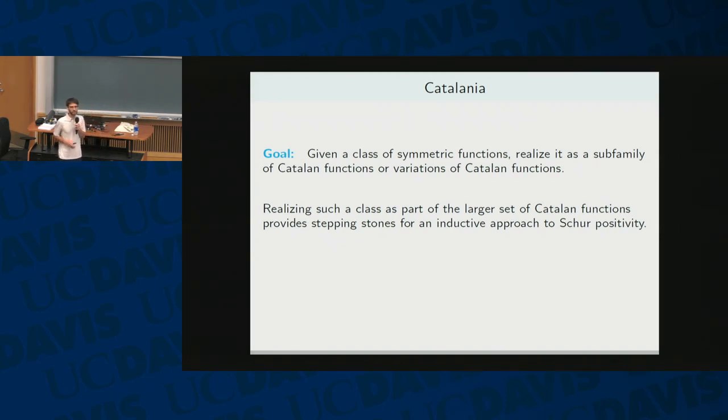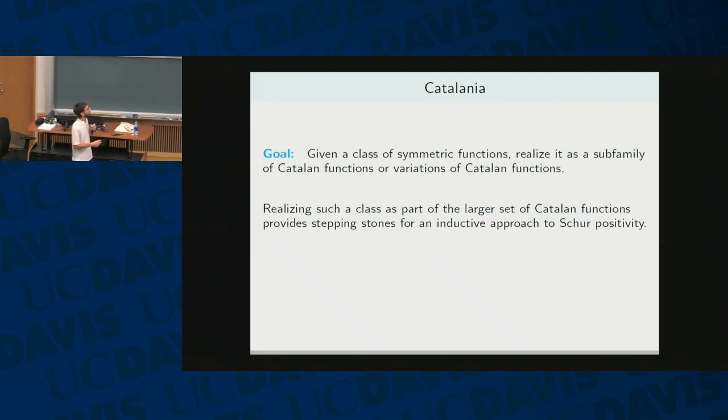And since then, we've found a number of ways in which we can extend this idea of finding other variants of Catalan functions and realizing nice symmetric functions as a part of that class, just like we did for the k-Schur functions. All right, so that's what I want to tell you about in the remainder of the talk. But before I do that, I want to say a bit more about why it's nice to realize a class of symmetric functions as a subclass of Catalan functions.